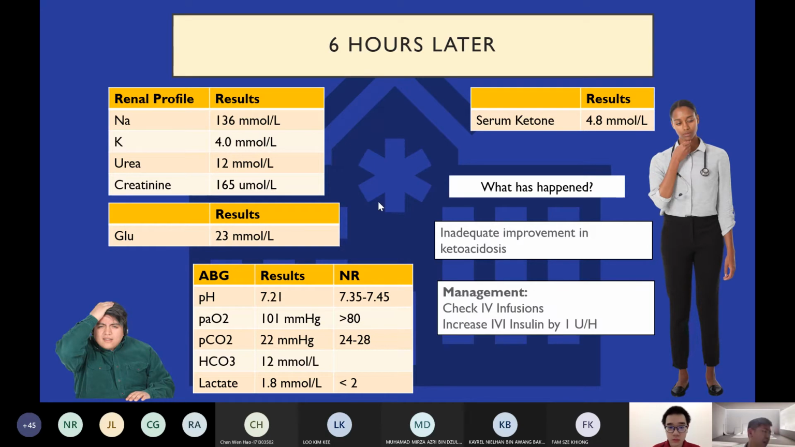Okay, so step number one, you need to check the IV infusions, whether your IV drip and your IVI insulin is actually ongoing, yeah. If not, there's actually no point in whatever you're asking the nurses to do. So if you're sure the infusion drips are going in correctly, then you need to increase the IVI insulin by at least 1 unit per hour, and then reassess later.